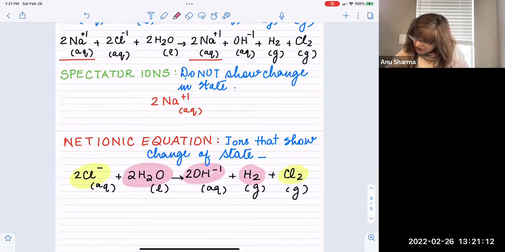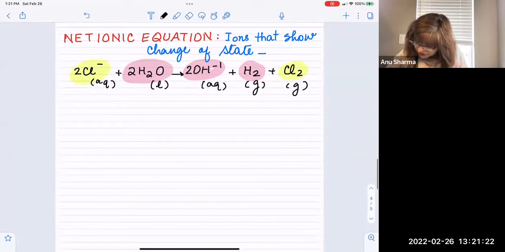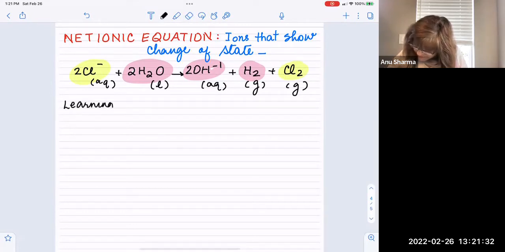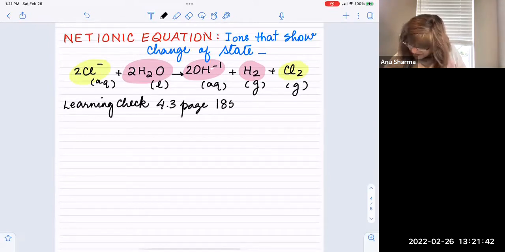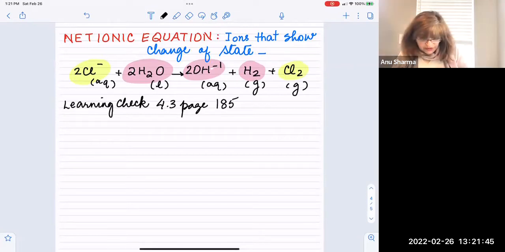So let's look at the next problem, 4.3. Now the 4.3 is relating to the prediction of the precipitation reactions. 4.3, and this is, let me write this down, learning check 4.3, page 185. What solution could we use to precipitate the barium ion in water sample?